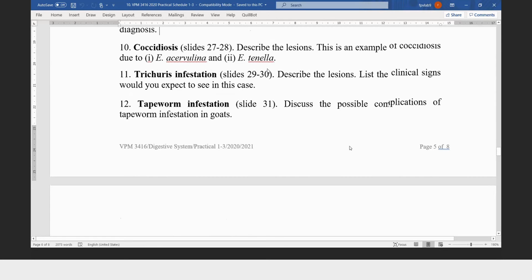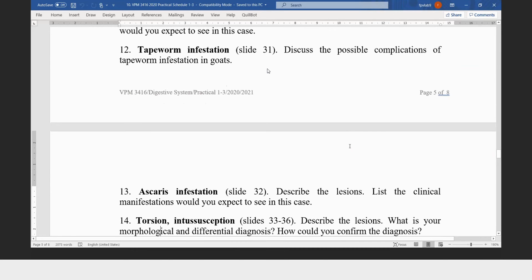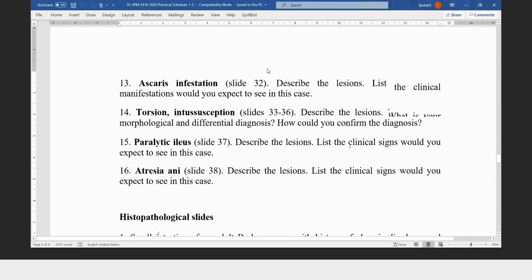coccidiosis. Coccidiosis, more importantly, involves different sites. Because I mentioned earlier, Eimeria zuernii only causes catarrhal enteritis. Catarrhal, they just produce mucus. And then Eimeria tenella causes hemorrhagic enteritis. Okay, tapeworm infestation, and Ascaris infestation, torsion, paralytic ileus, atresia ani.